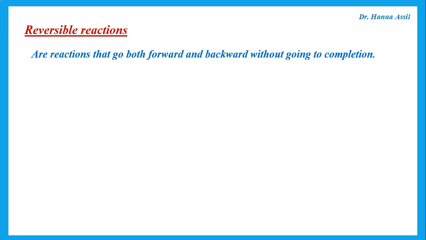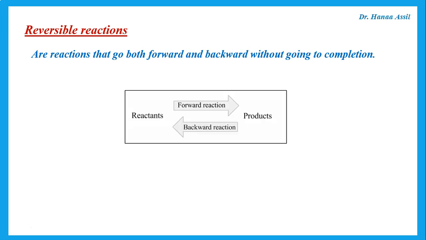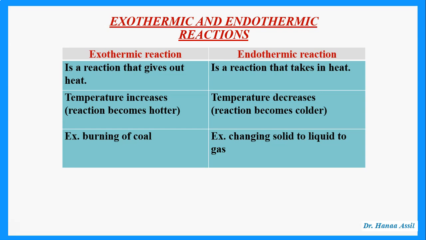You should remember, reversible reactions are reactions that go both forward and backward without going to completion. So the reactants form products, but the products break down again to form reactants. This is a reversible reaction, and to indicate that a reaction is reversible, we draw this double-headed arrow in the middle. This indicates that the reaction is reversible.